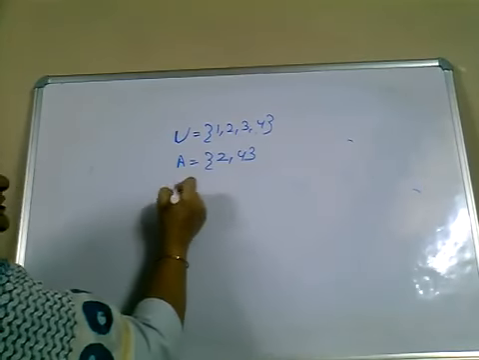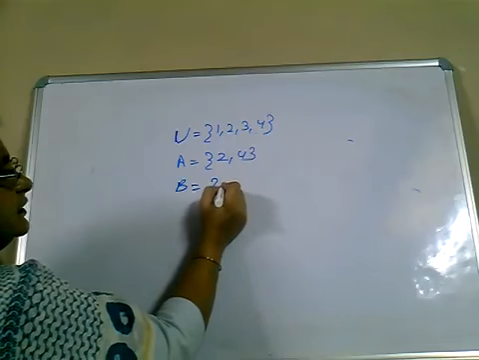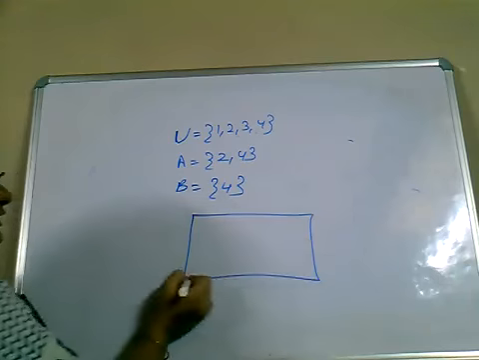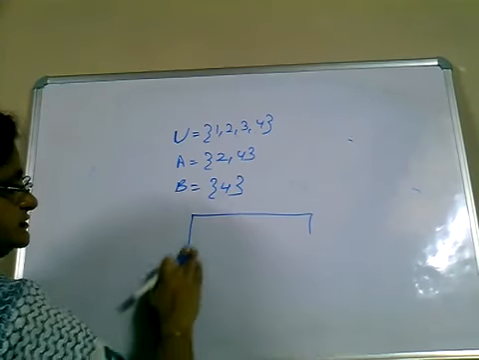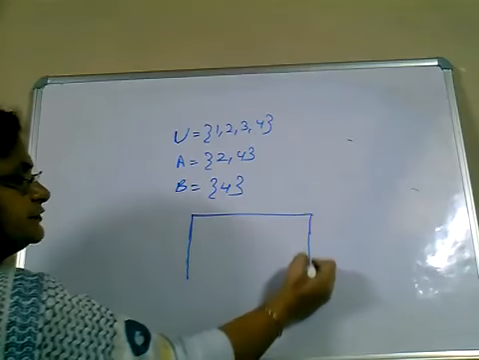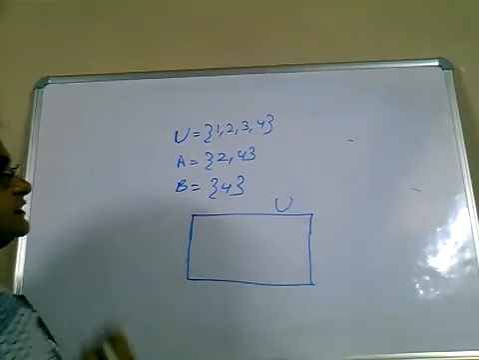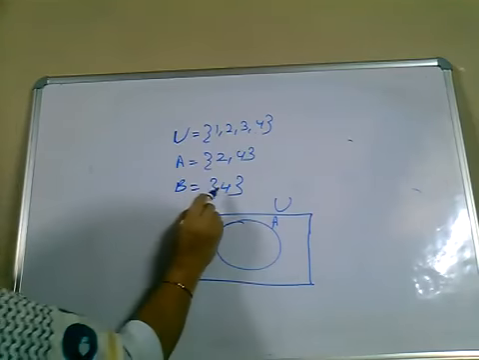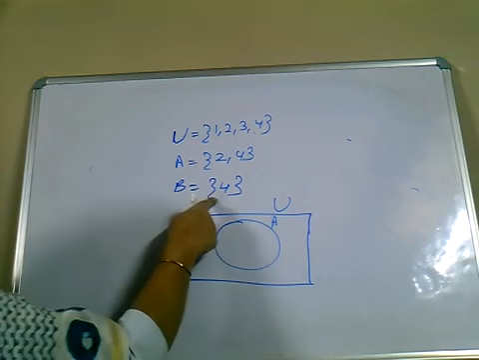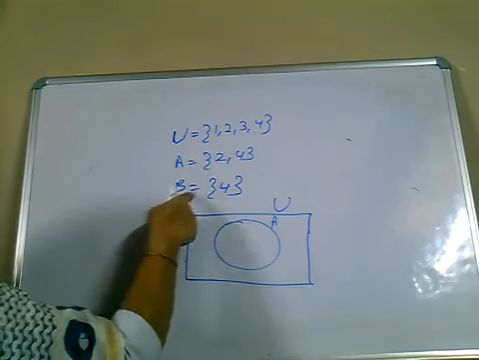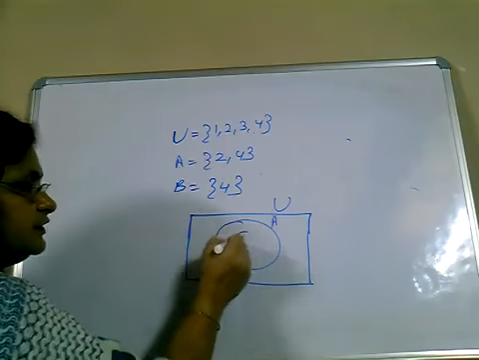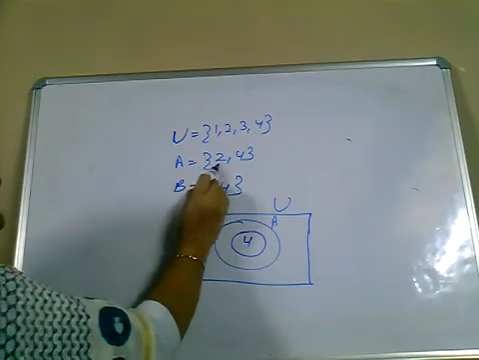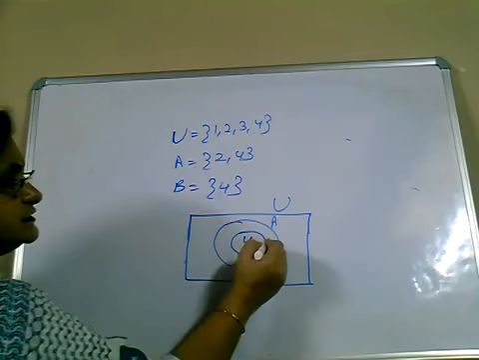If we have set B is 4, we can represent it as this. This is the rectangle, it means the universal set. Set A is 2, 4 and B is 4. It means B is a subset of A, so we can also represent it by this. Here we can write 4. In set A we have 2 and 4. This is set B, 4.